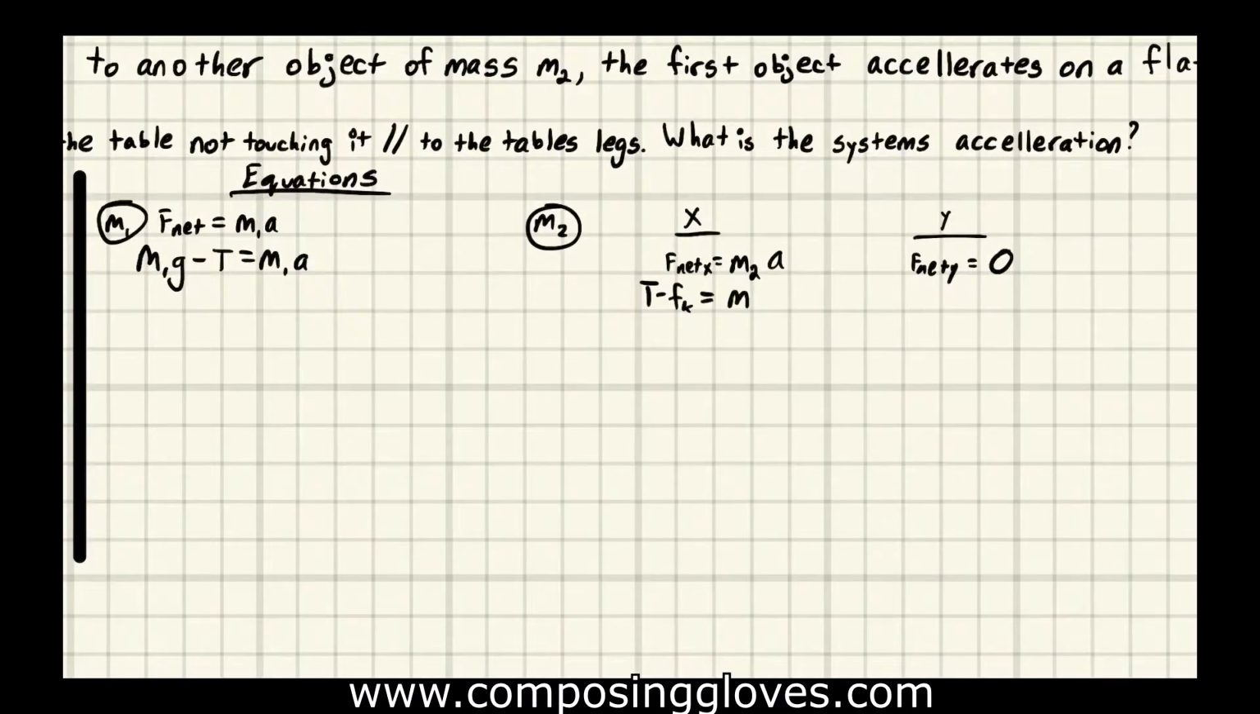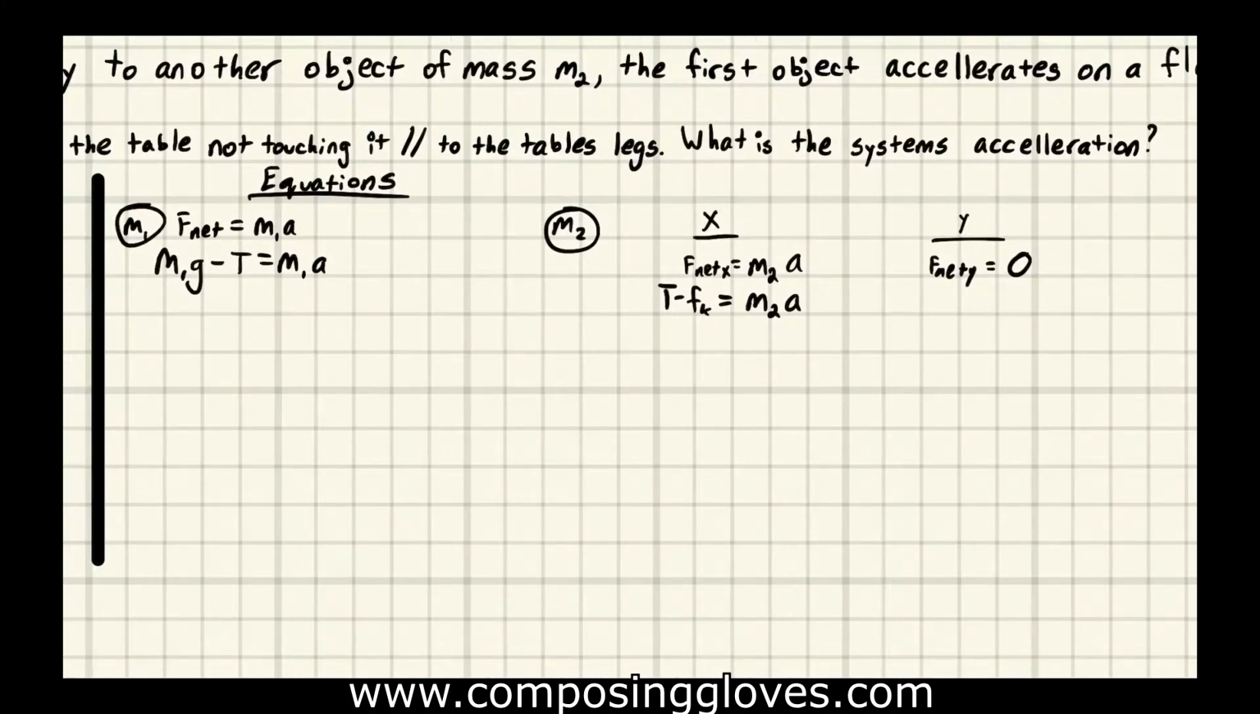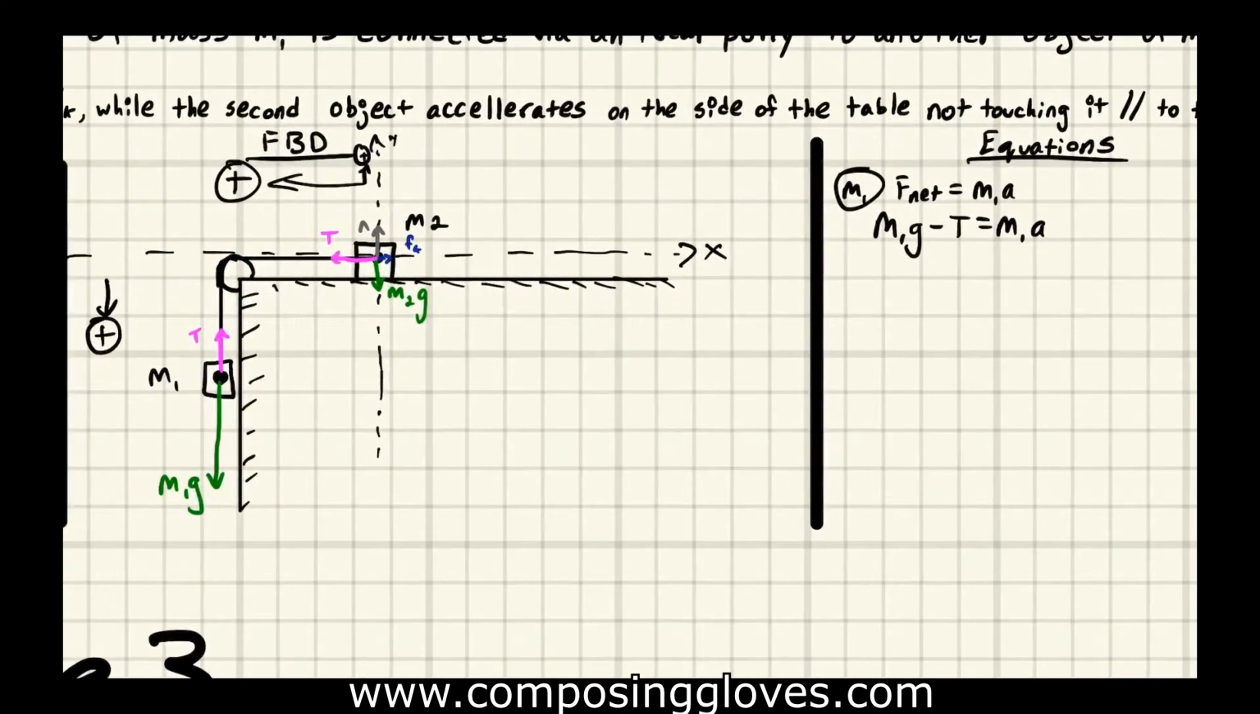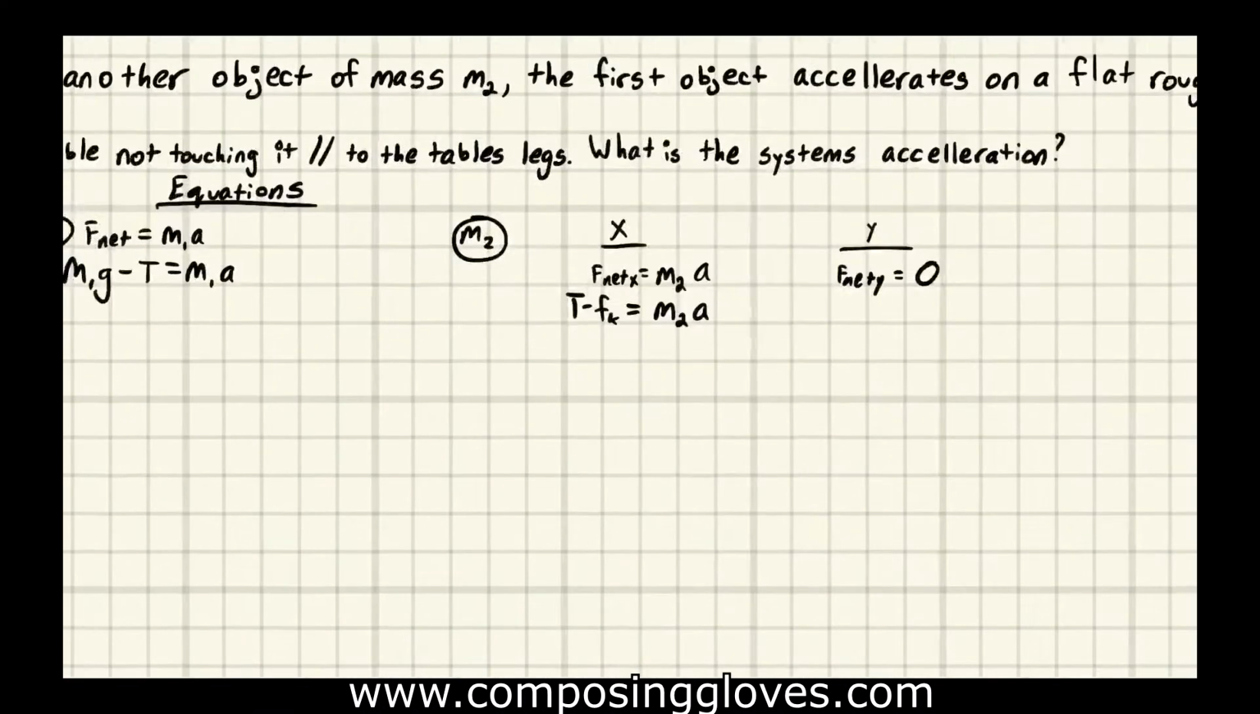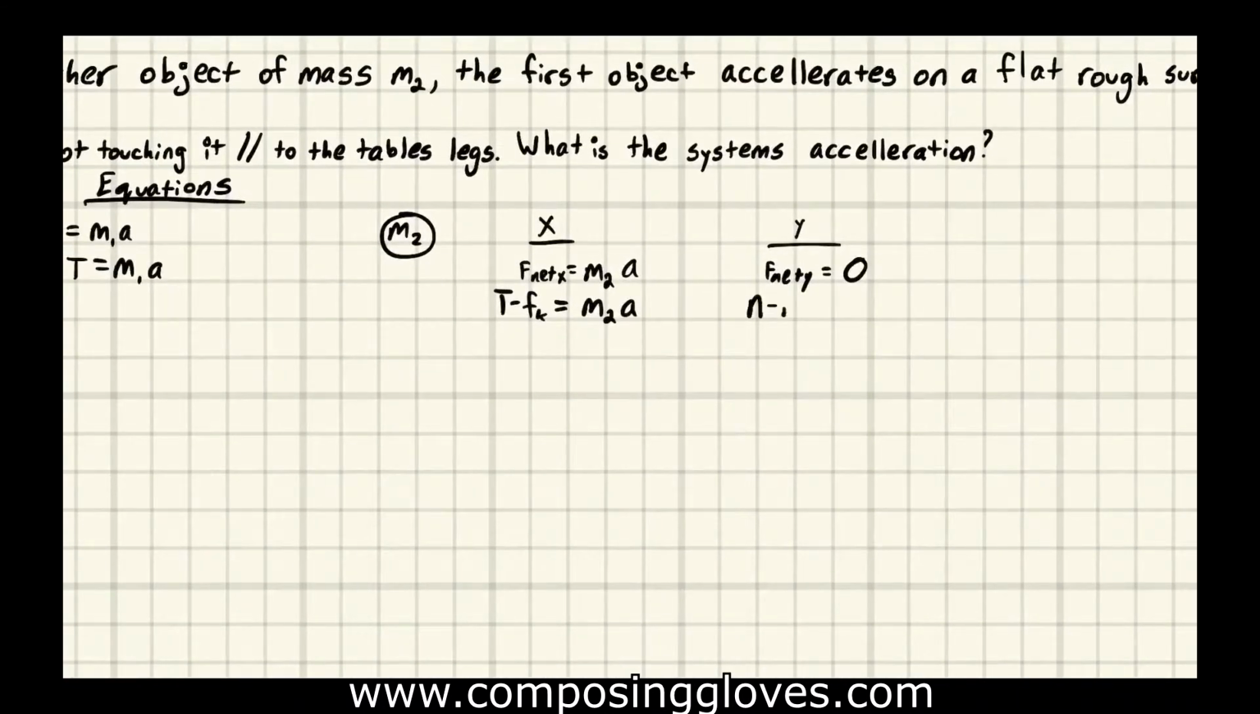And this is M2a. And then we have our y force. Positive is up, so it's going to be N minus M2G. So we have N minus M2G, that's equal to zero. So, okay, our goal here is to figure out what the acceleration is.